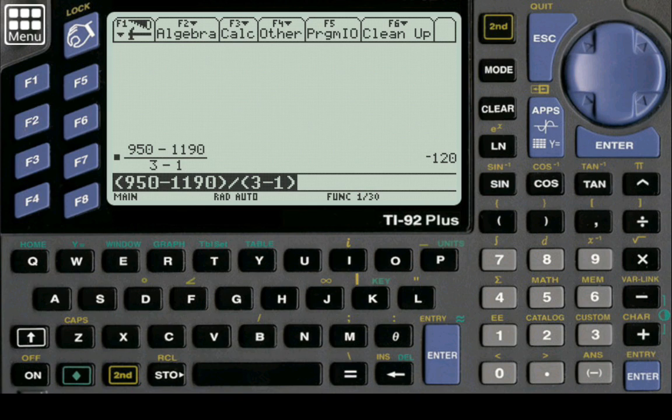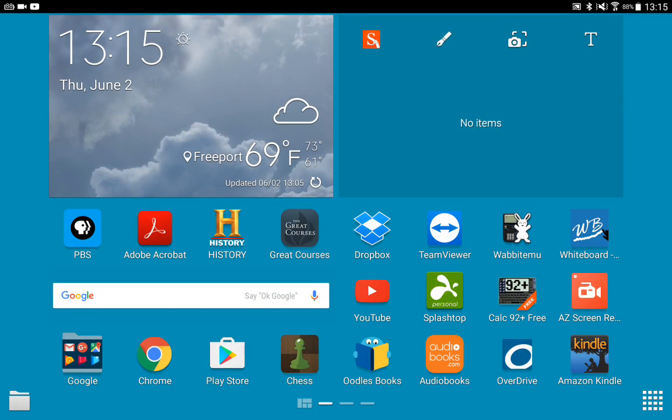Now, they also want you to state the units of measure. Well, the numerator is delta R, and the denominator is delta T. Delta R is in liters per hour, and delta T is in hours, so negative 120 liters per hour, or if you must, liters per hour squared.